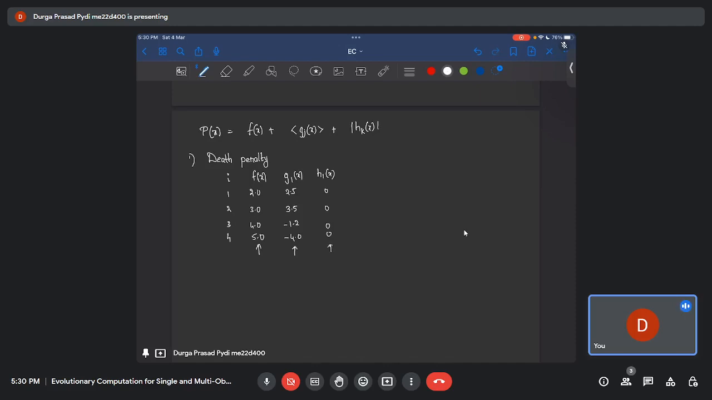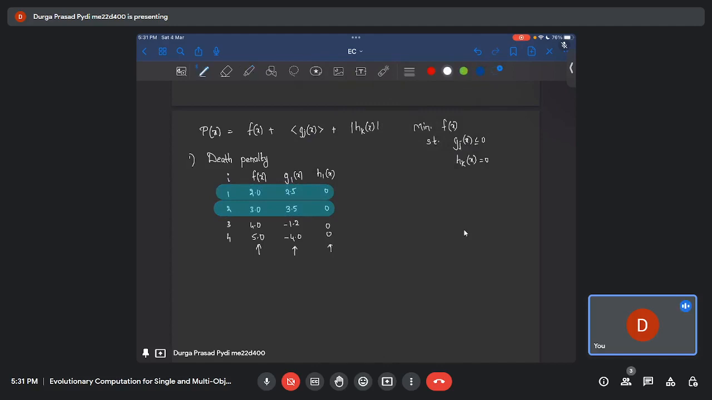So what we do in death penalty is, if any of the solutions are infeasible, then you remove them from the population. If our original problem formulation is to minimize f of x, subject to the constraint gj of x less than or equal to 0, and hk of x equal to 0, then anything which is less than or equal to 0 is a feasible solution. So these two particular solutions which are positive are infeasible. We have to eliminate these two solutions, and the remaining will go to the next generation.